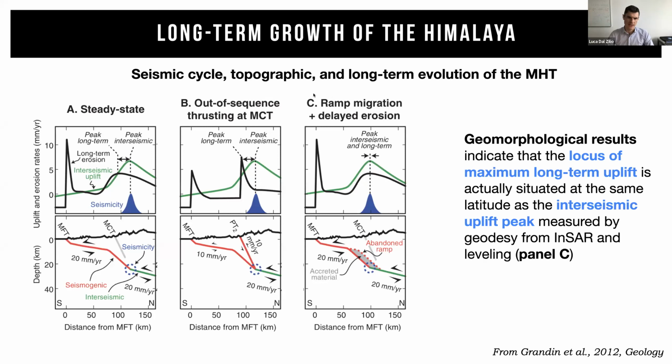scenario, in this case scenario C, where you can see that the model shows that the peaks coincide between the two. This is probably because we have an evolving system where new ramps are created over time. And so this is the reason that can explain this match between the interseismic peak and the long-term uplift in this particular region.